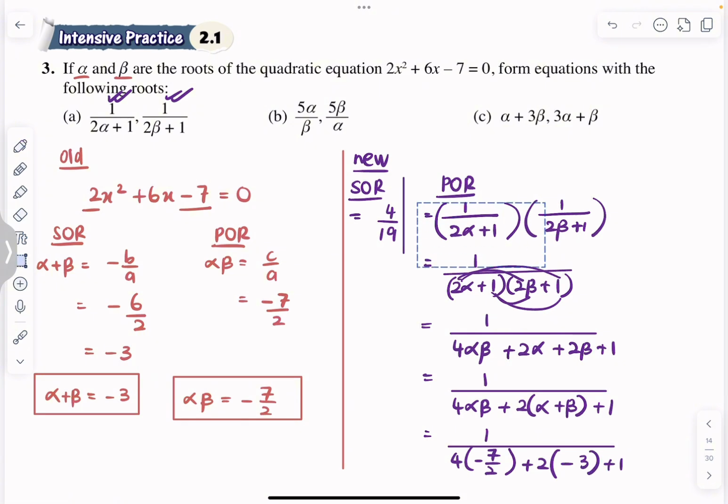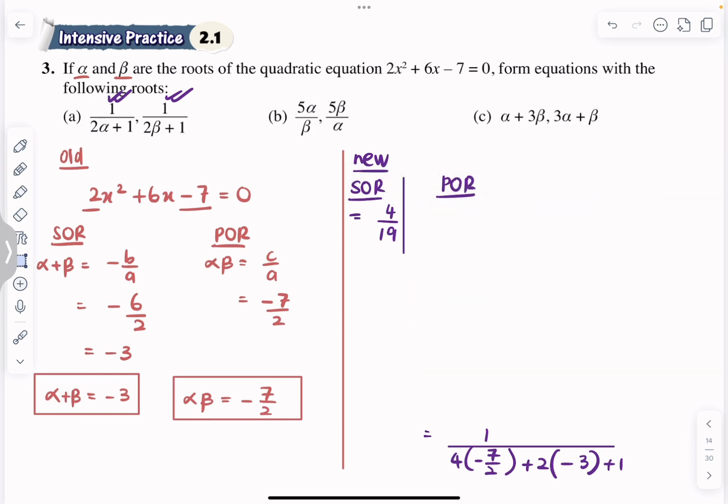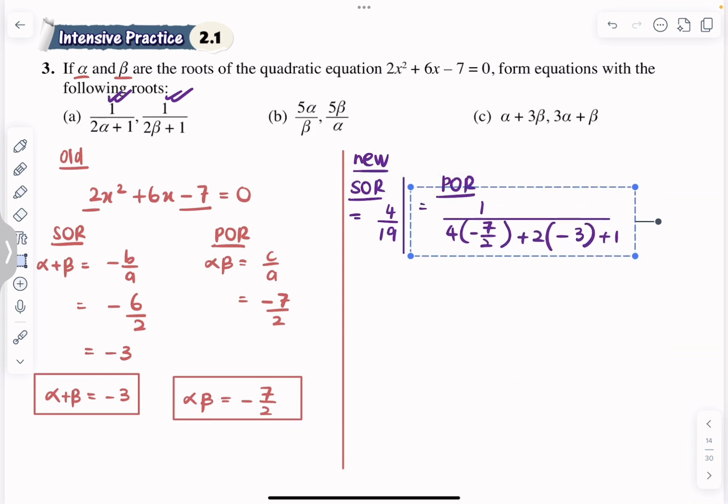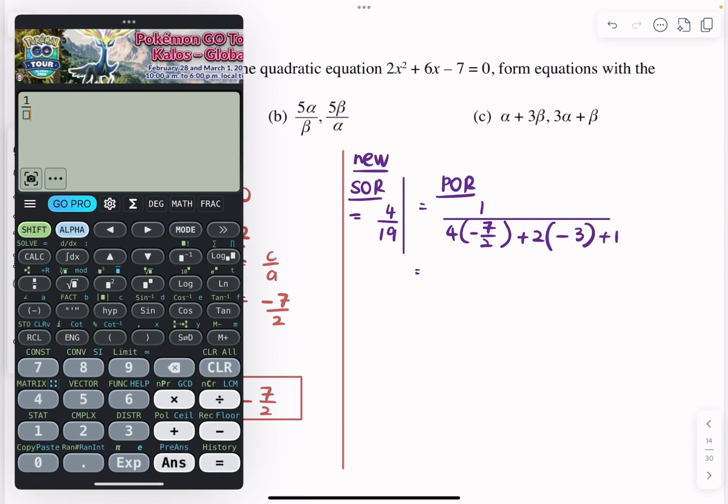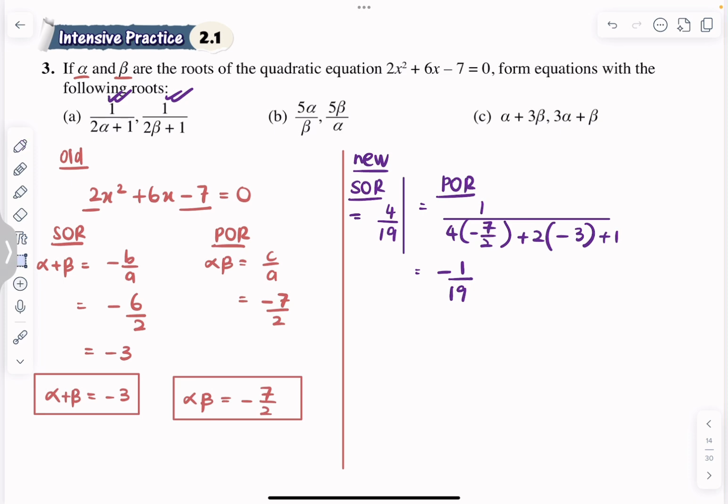We delete all these first. So you just put in a calculator: 1 over 4 times negative 7 over 2 plus 2 times negative 3 plus 1. We get negative 1 over 19. Okay, so now we have our new sum of roots and our new product of roots. So we can find our new equation.